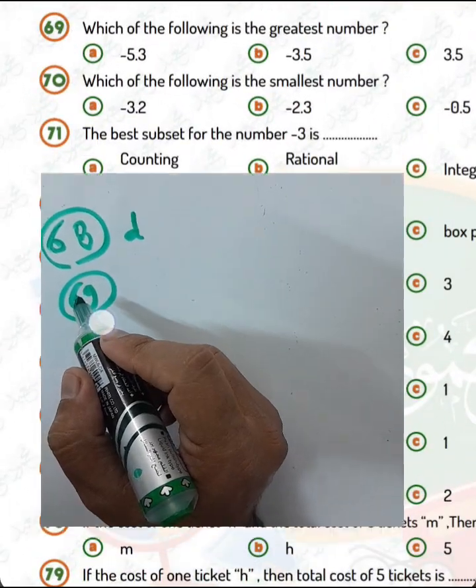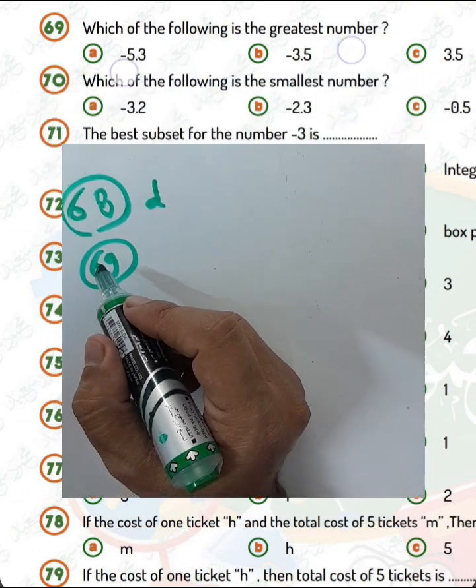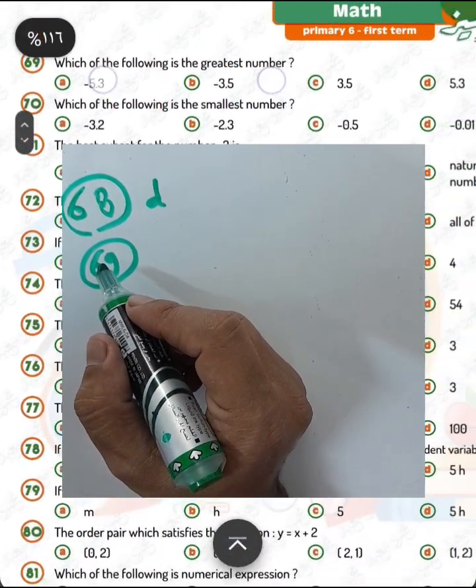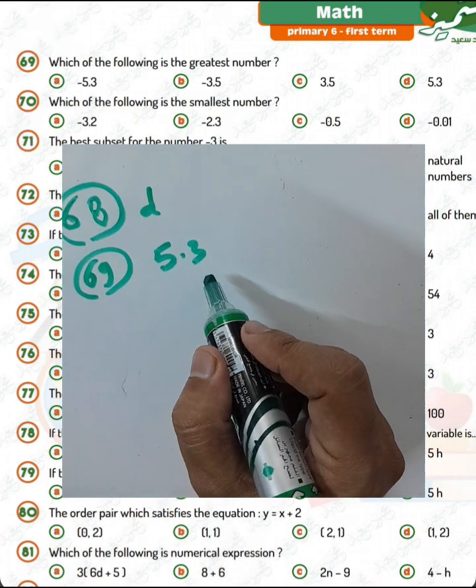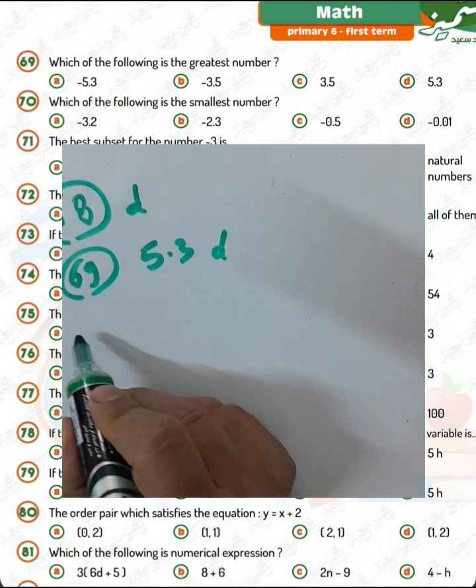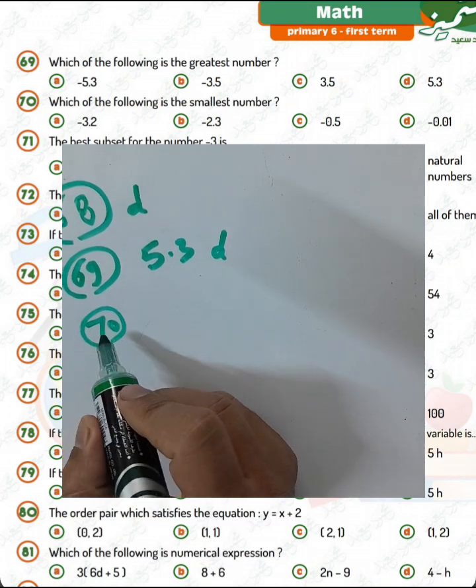Which of the following is the greatest number here? For the greatest number, we must choose the positive. 5.3 is the greatest number here, but we have negatives. Okay, choose letter D.